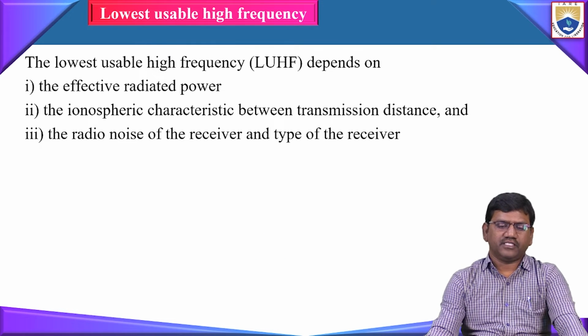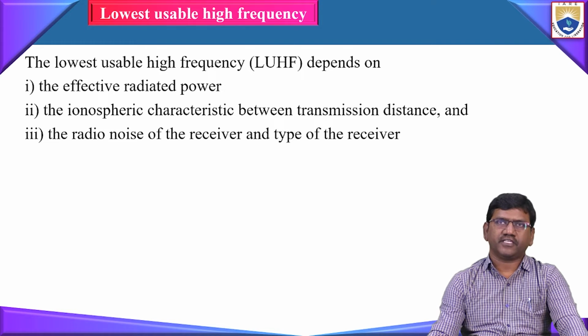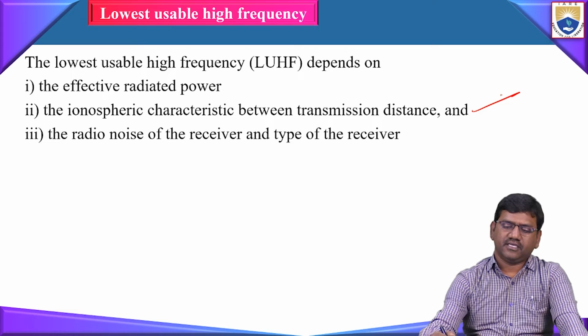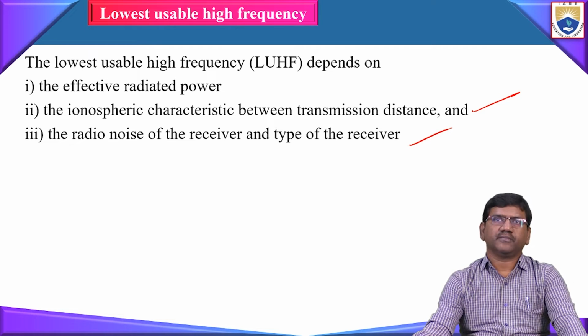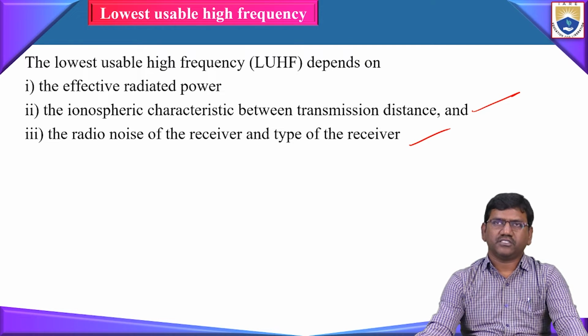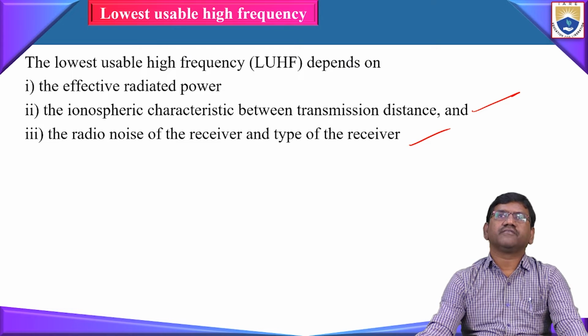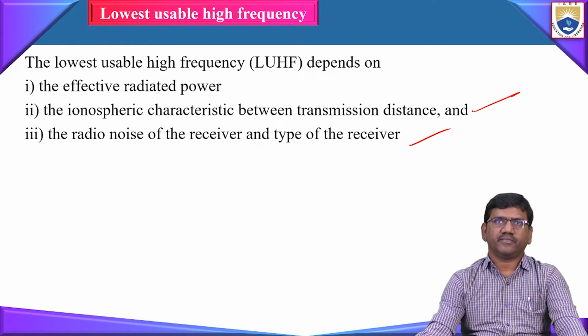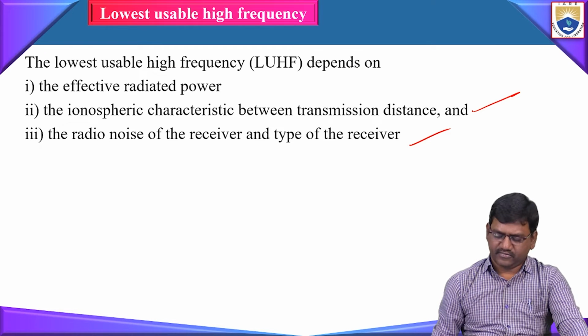So the LUF, that is the lowest usable high frequency, depends upon the effective radiated power, the ionospheric characteristics between the transmission distance, the radio noise of the receiver, and the type of the receiver.